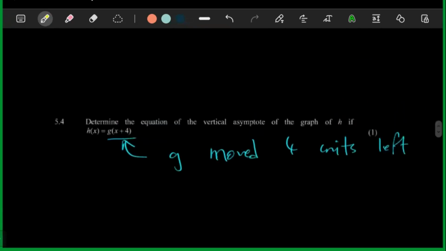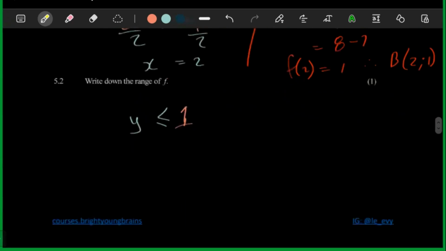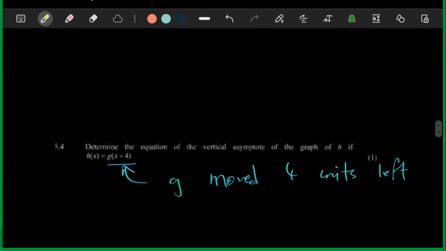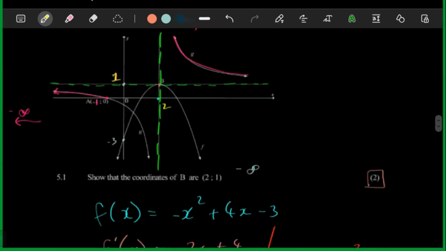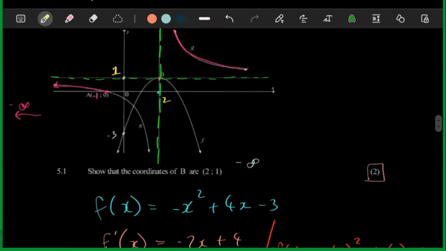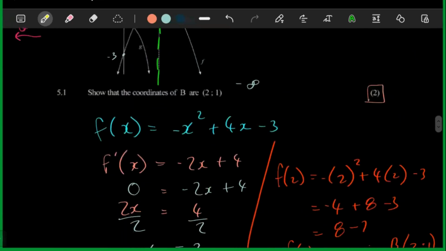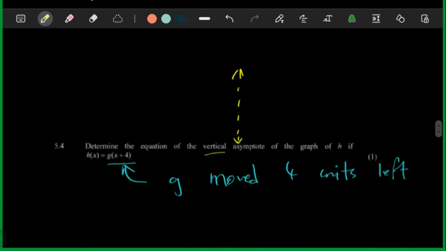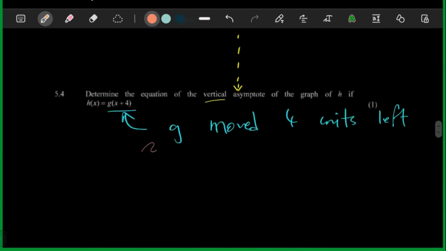You have to think to yourself that the asymptote, your vertical asymptote, is the asymptote going from top to bottom. So initially the asymptote is at +2. So if you move it 4 to the left, it's going to be at -2. So in this case, you're going to say, therefore, x is equal to -2. That's going to be the equation of your vertical asymptote. That's why it's just a 1-mark question.